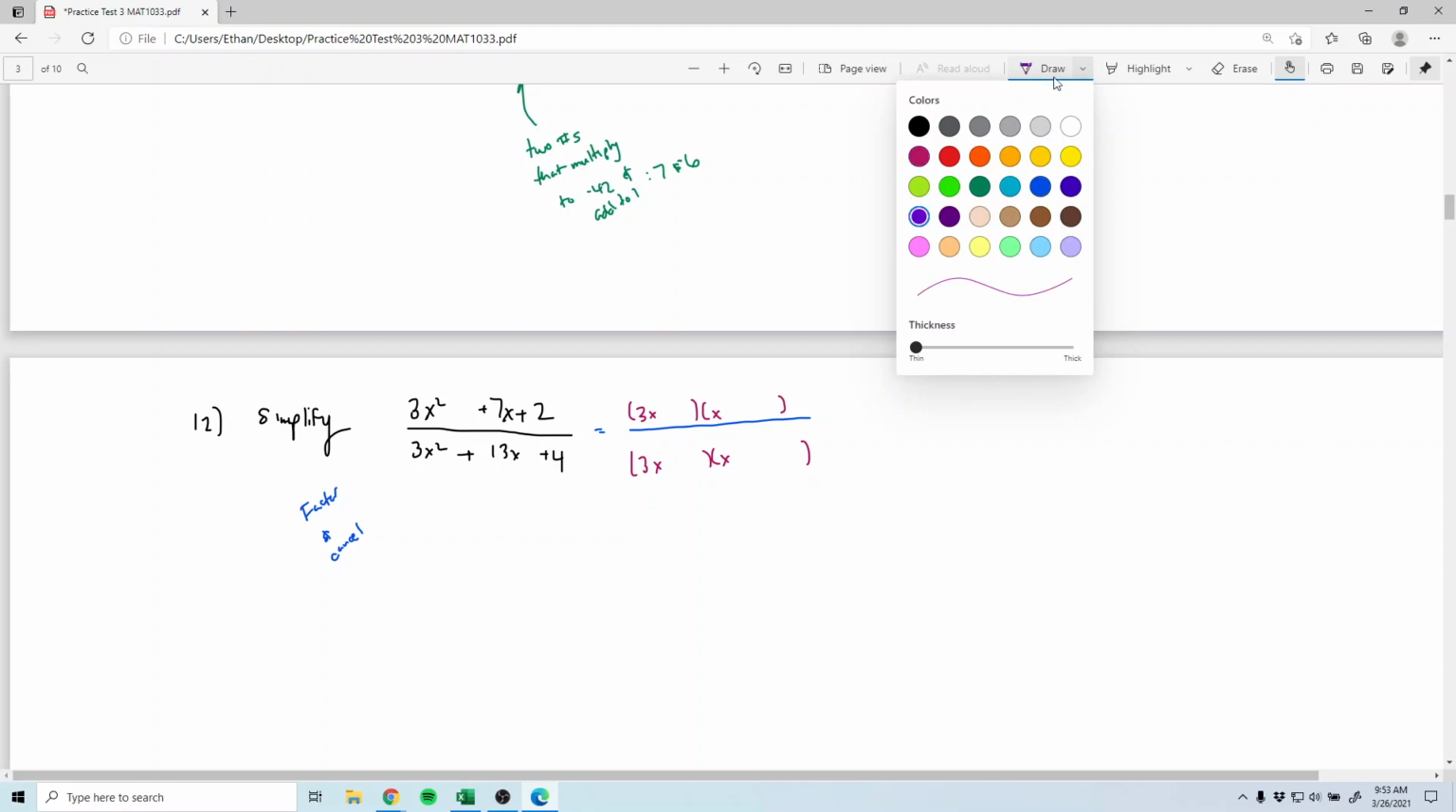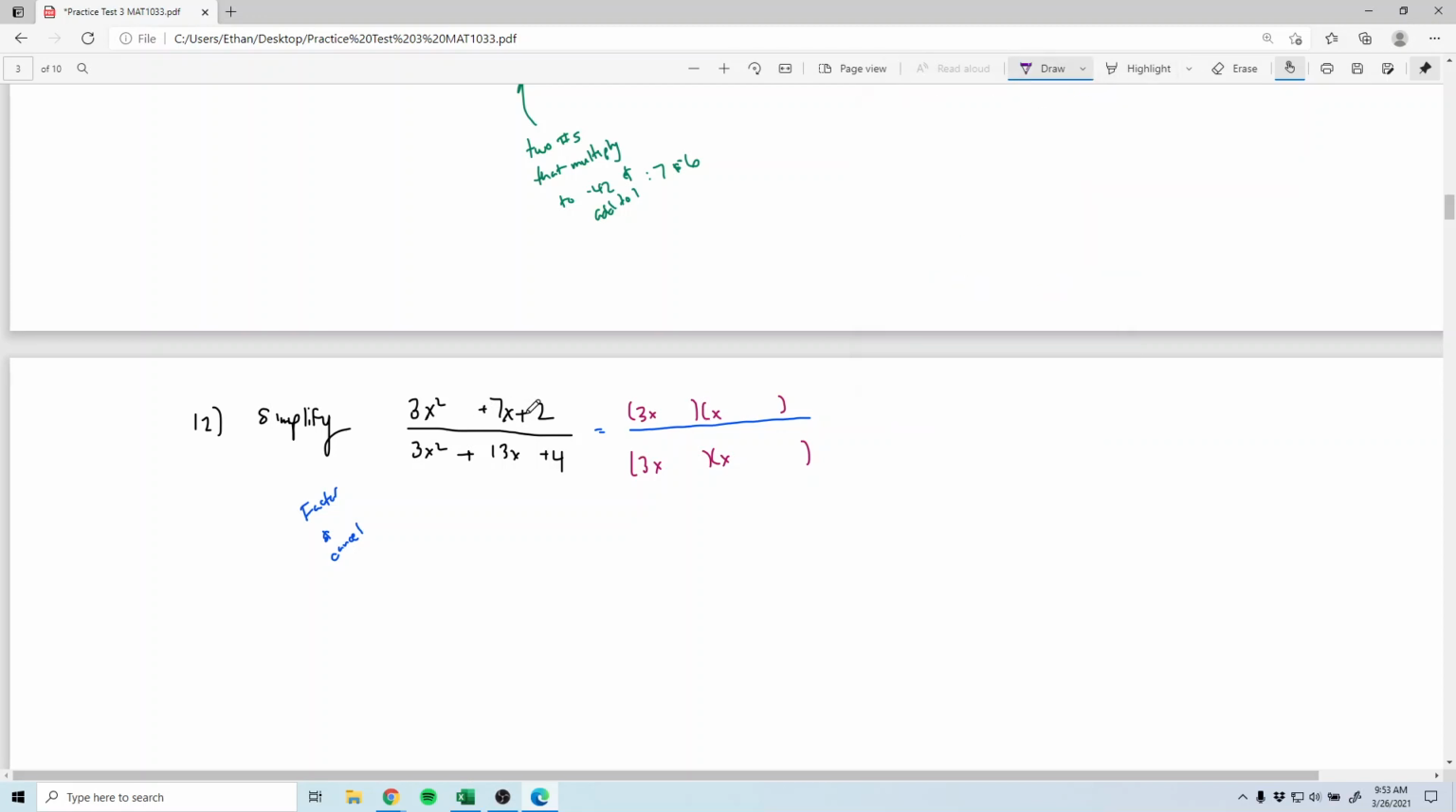Another little handy shortcut you can use here is that because you have a plus 2, it's got to multiply to positive 2, and you have a plus here, both of these are going to be pluses. Same thing for the denominator, you have a plus on the 4 and a plus on the 13, so they're also both going to be pluses.